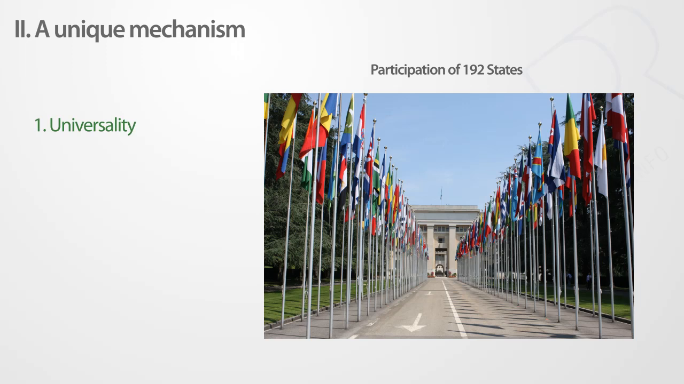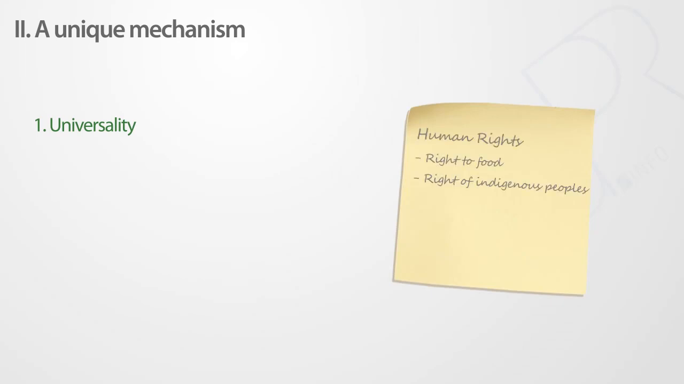The universality is also in terms of human rights. As we will see later, there are certain bases for the review, but in practice, all human rights can be raised on any state under review, from civil and political rights to economic, social, and cultural rights, such as the right to food, the right of indigenous peoples, torture, justice, right to housing, etc.